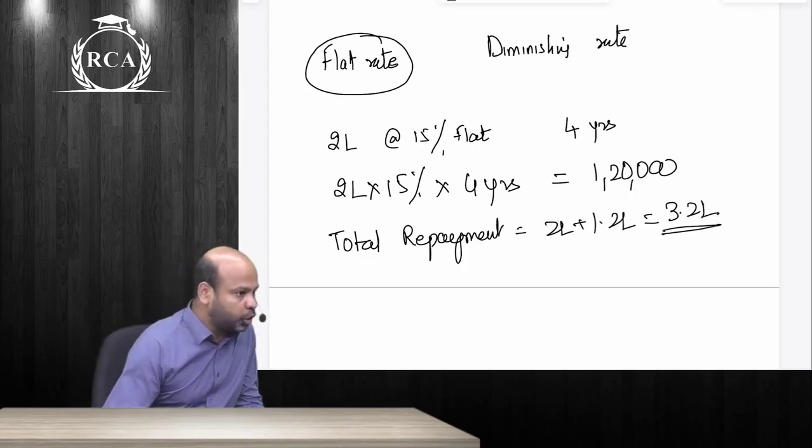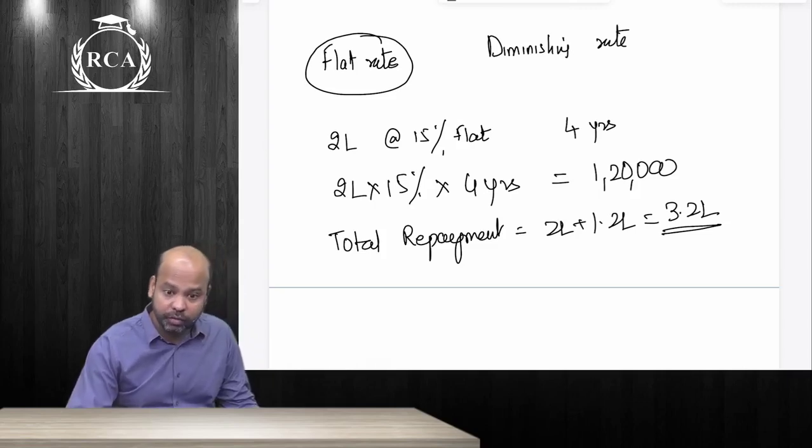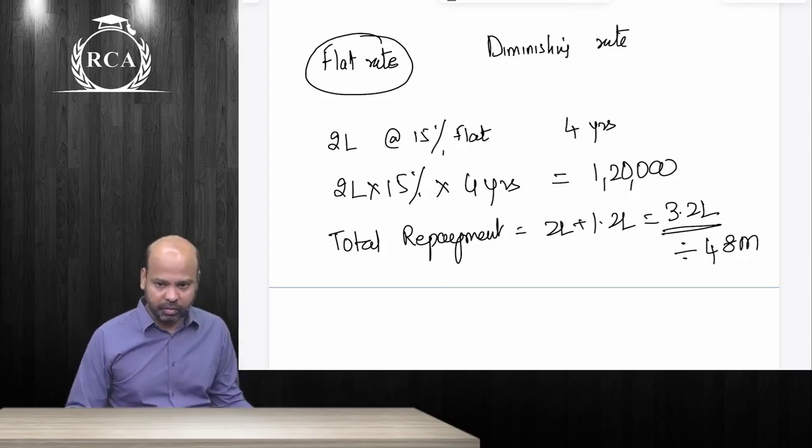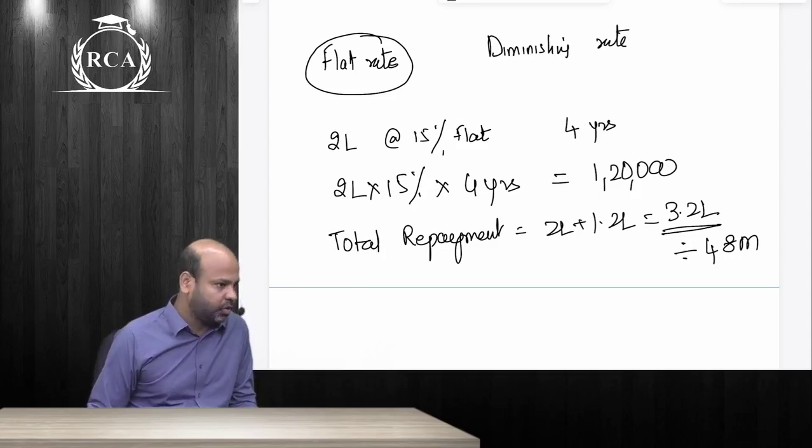But you are not going to repay the entire amount at once. You're going to repay this amount over a span of 48 months, so divided by 48 will be your monthly installment. Your effective interest rate turns out to be way more than 15%. In fact, usually it is around 30-32%, double the interest rate.